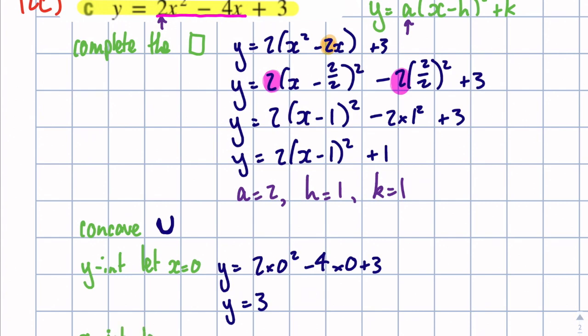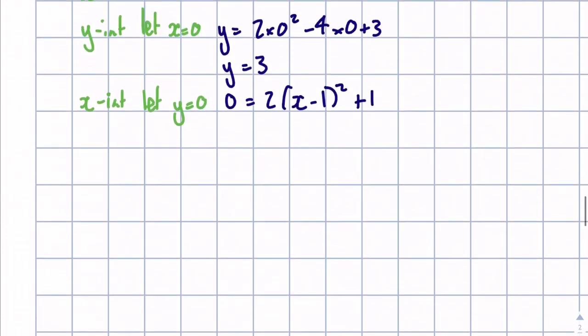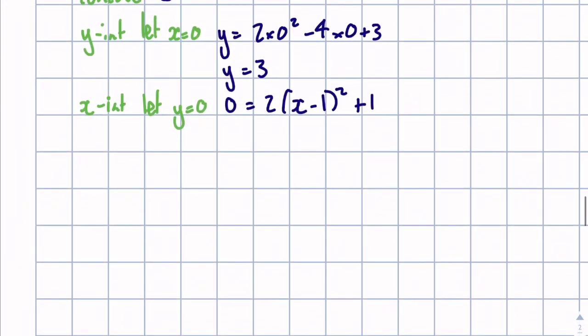X-intercept, let y equals 0. This one's the annoying one. We do this with the completed the square version. So we've got 0 equals 2 outside of x, take 1 squared plus 1. Okay, so we've got negative 1. So I'm taking this plus 1 at the end over. Negative 1 equals 2 outside of x, take 1 all squared.